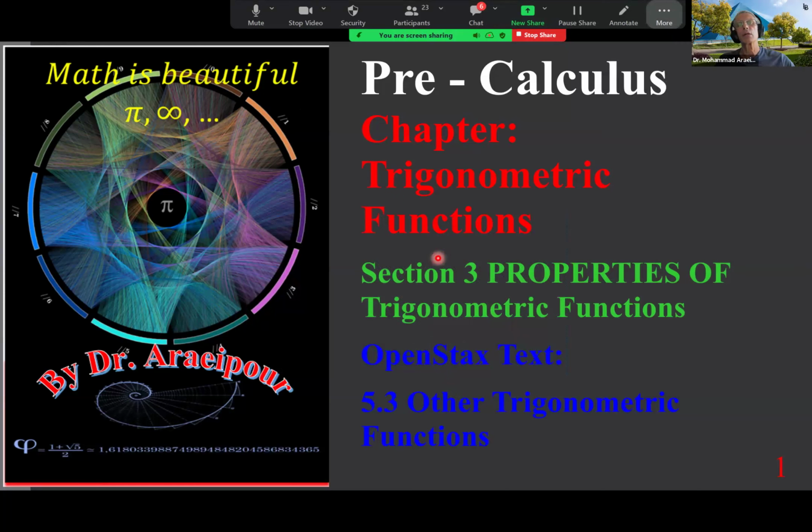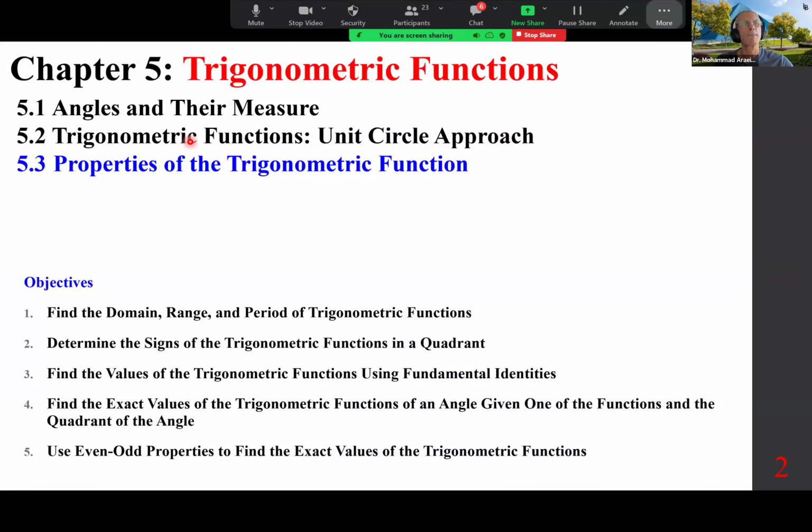Good afternoon, class. We are looking at trigonometric functions, section 3, properties of trigonometric functions. So we covered 5.1 and 5.2: angles and their measures, trigonometric functions using the unit circle approach, and now properties of trigonometric functions. The objectives are to find the domain and range of the trigonometric functions.